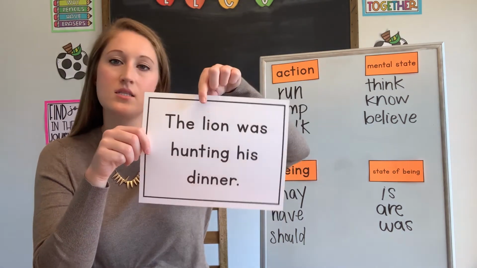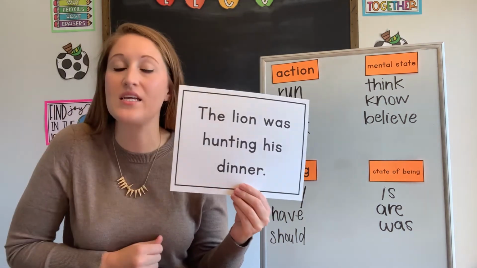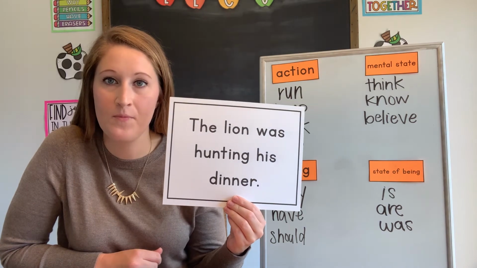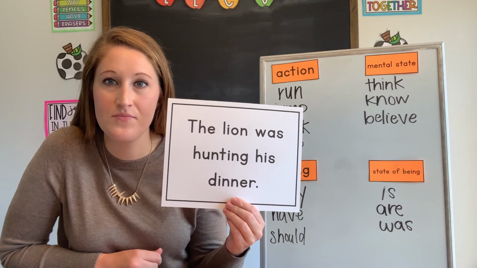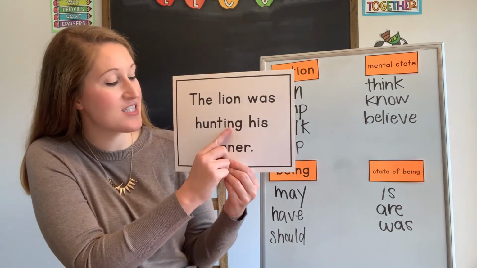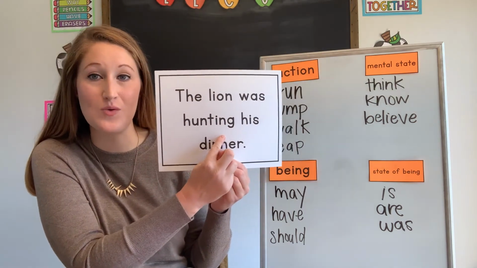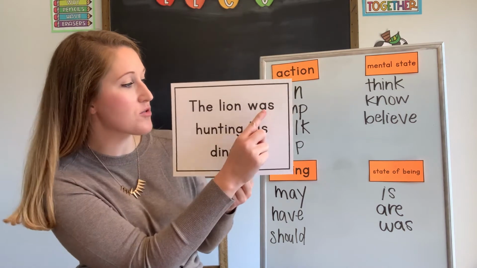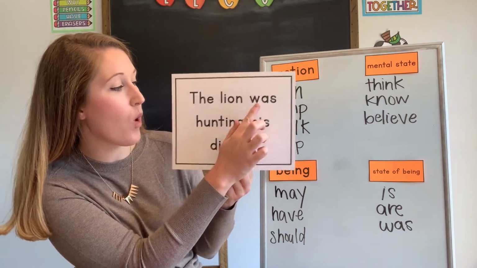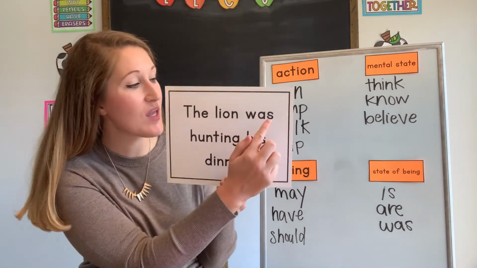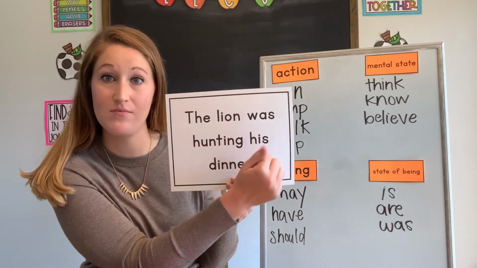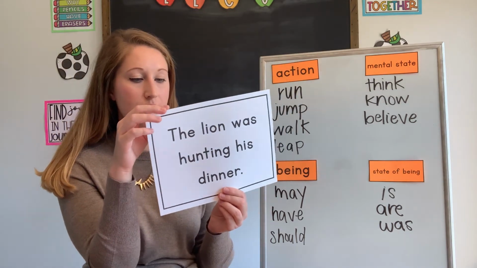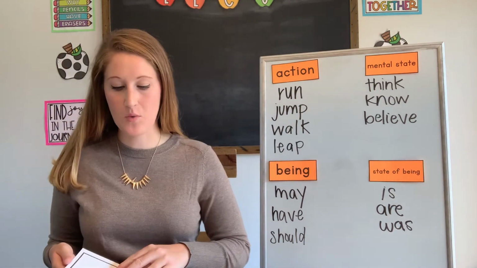So we're reading a sentence about the lion. And what is the lion doing? Very good. He's hunting. It's an action that he's doing. He's hunting his dinner, right? And so here we also see that we have was. The lion was hunting his dinner. So we have a bit of a helping verb here. He was hunting his dinner. Next one.